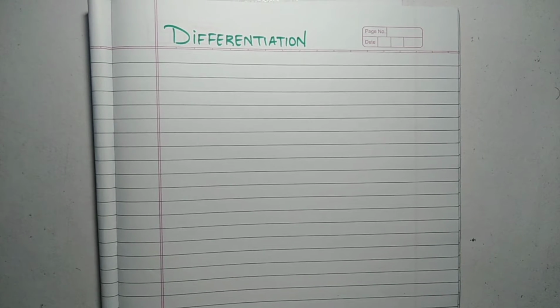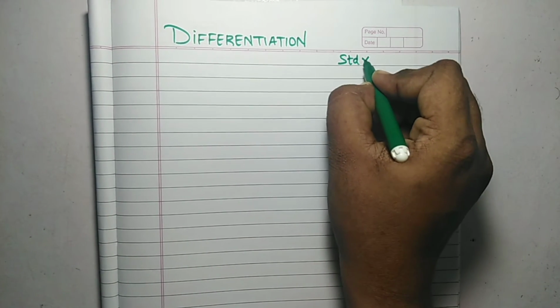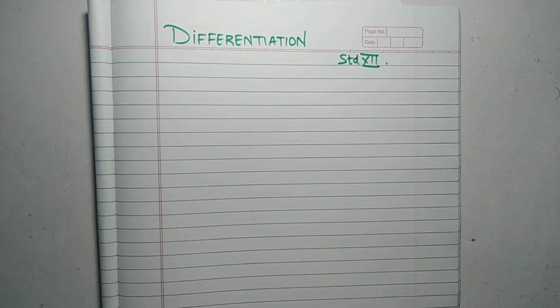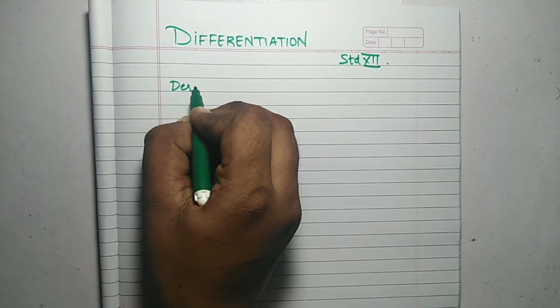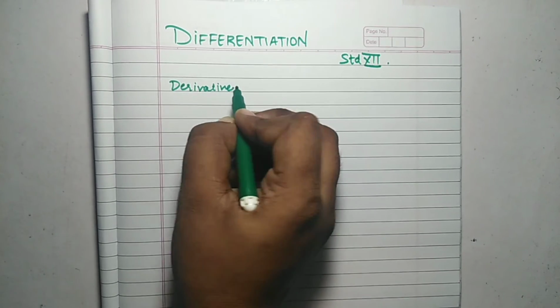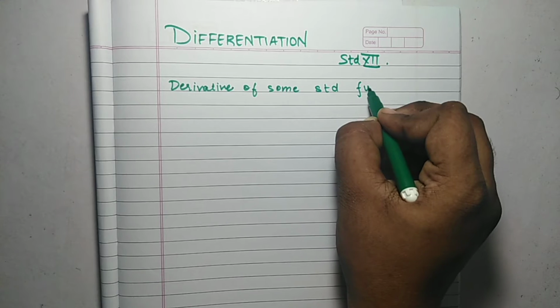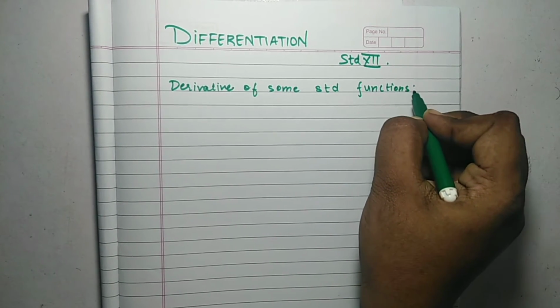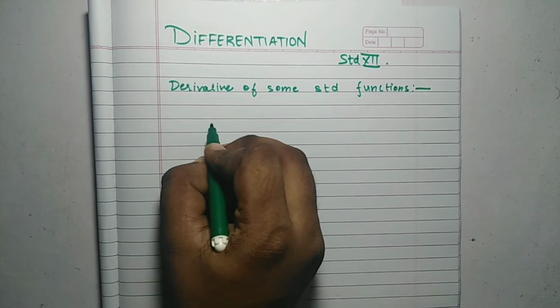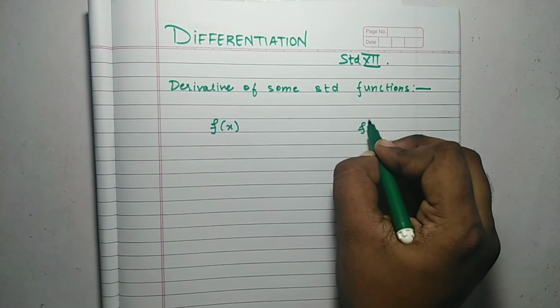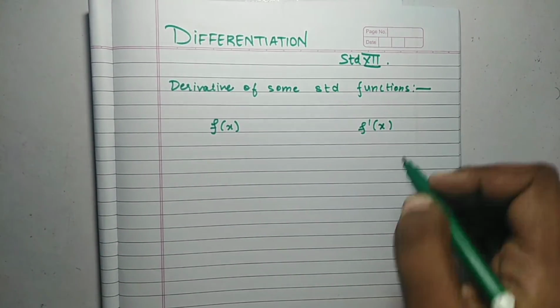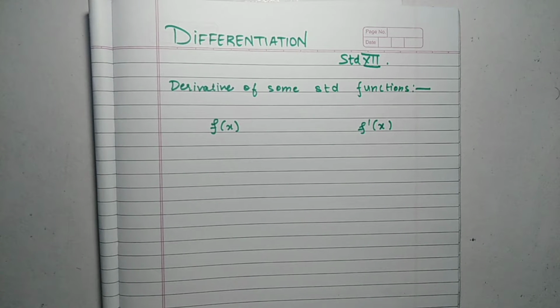I am going to teach the differentiation chapter from standard 12th. So let's see some basic important formulas for differentiation. Let's start with derivatives of some standard functions. f of x and f dash of x mean the derivative of the function. So let's start.